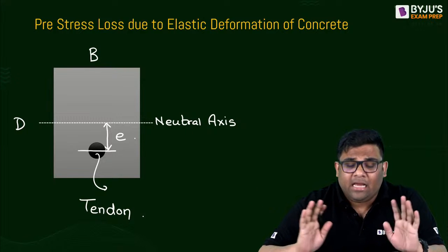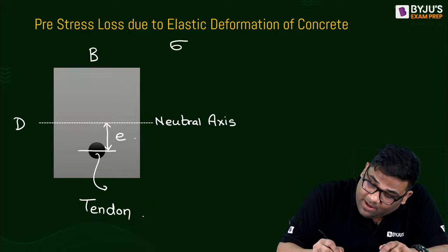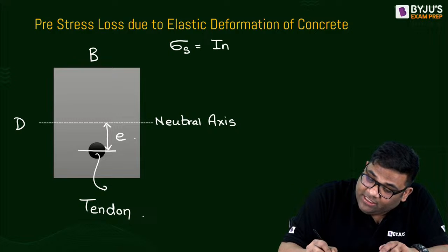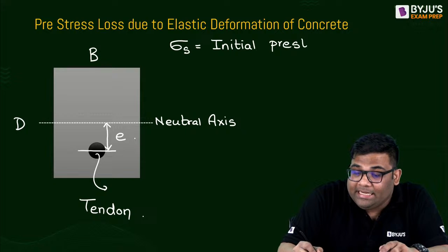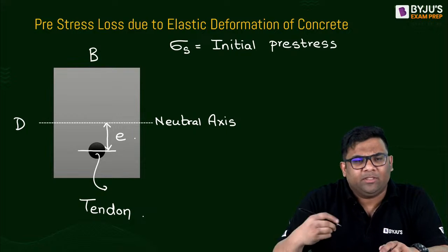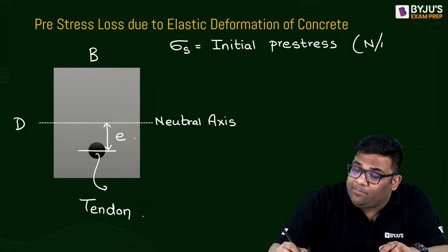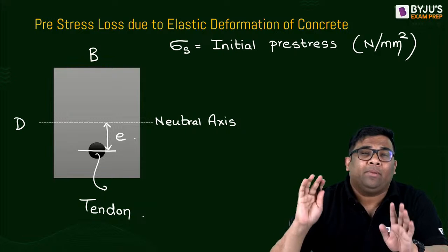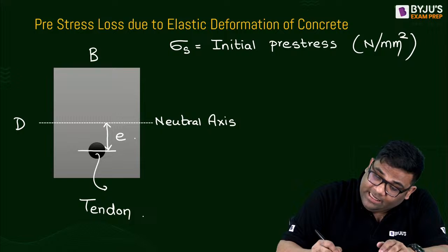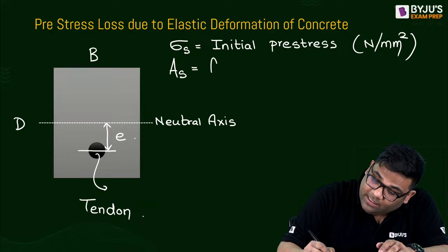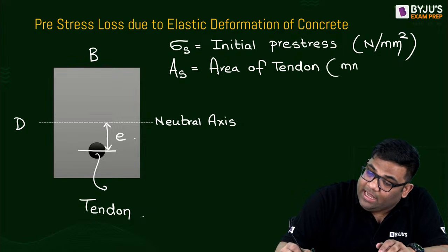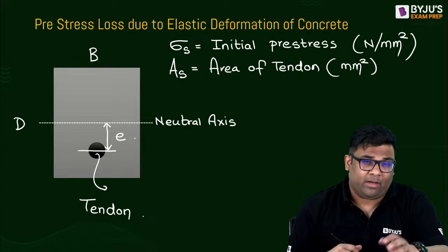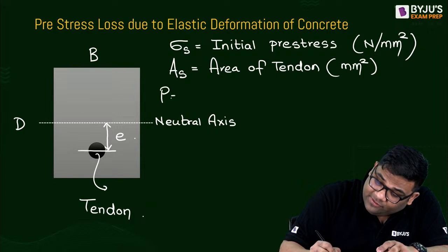Very good, very nice. Now, suppose sigma S is the initial pre-stress. Stress means what? What will be the unit? It will be Newton per mm square. Now, suppose the area of tendon is AS, in mm square.